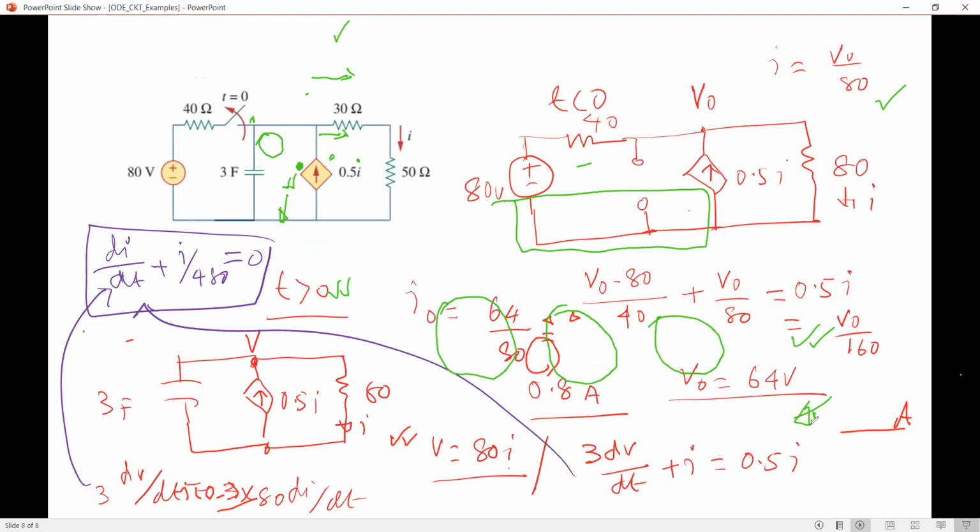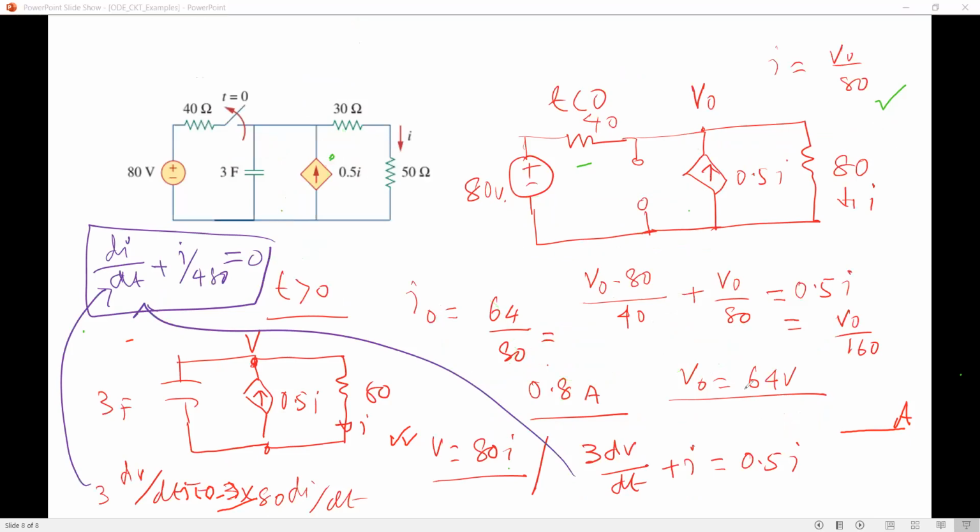Okay, please note this example very carefully. In this example, what is the difference between the earlier example and this example? So there's a current source, and a dependent current source. And what type of current source is it? Sir, a current dependent current source.